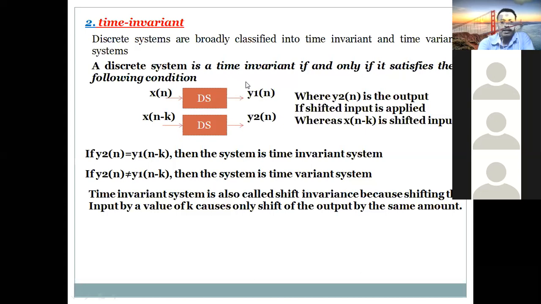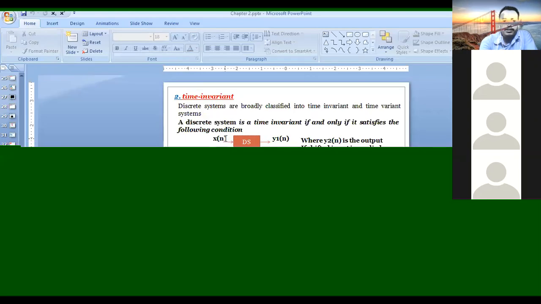Okay, second important property of discrete time systems. Again, this property is very important. We call it time invariant versus time variant. So again, just like linearity, discrete time systems are also classified into two. Some systems are time variant, some systems are time invariant. So what does this mean? Let's see.